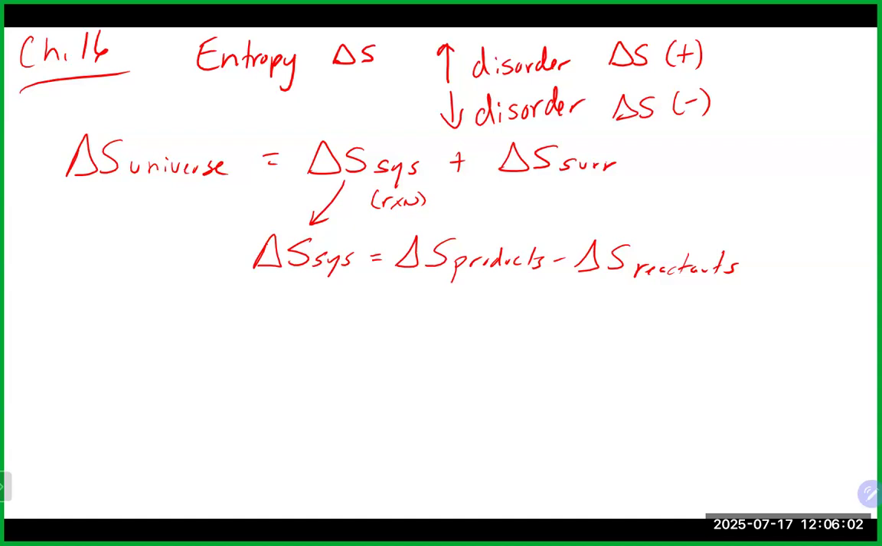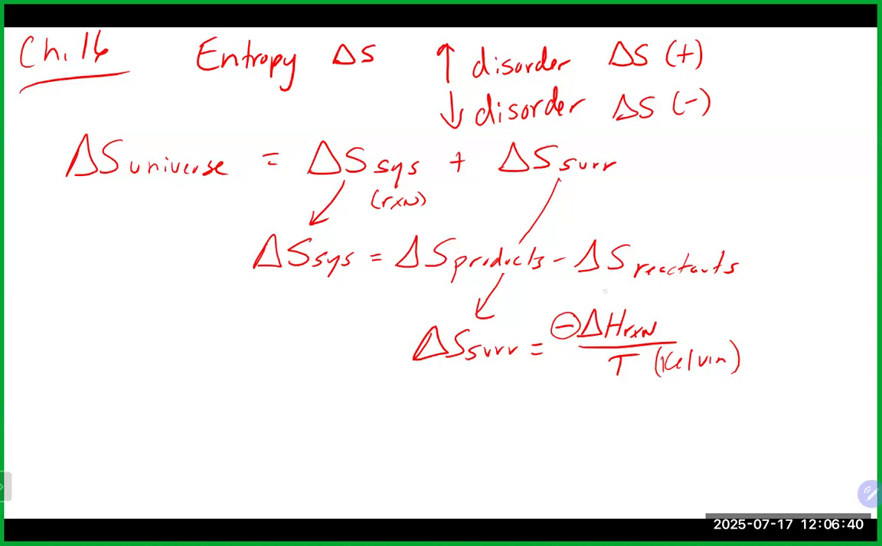Remember that that value alone will not tell you if the reaction is spontaneous. It's just going to tell you whether in that reaction you are increasing or decreasing the disorder. The surroundings, as we talked about, is related to the enthalpy. And remember that the delta S of the surroundings is equal to minus delta H of the reaction divided by the temperature in Kelvin in this case.